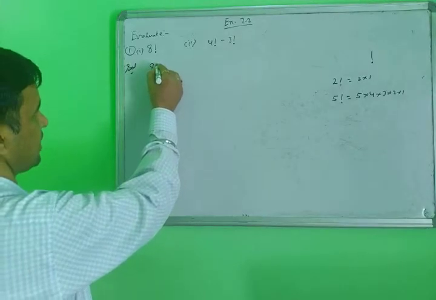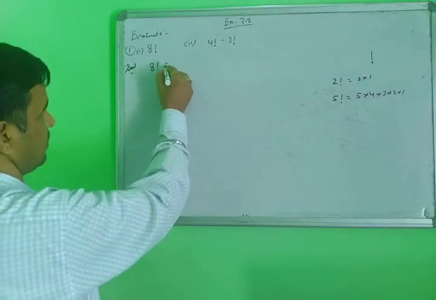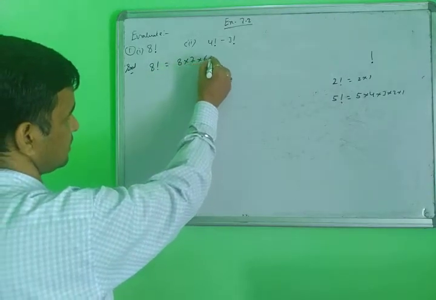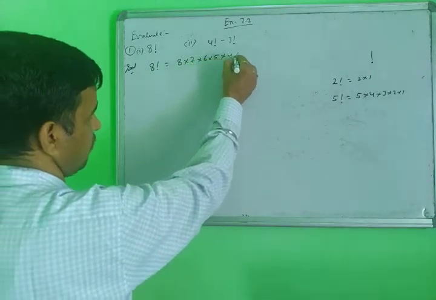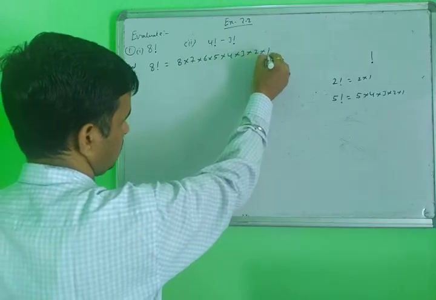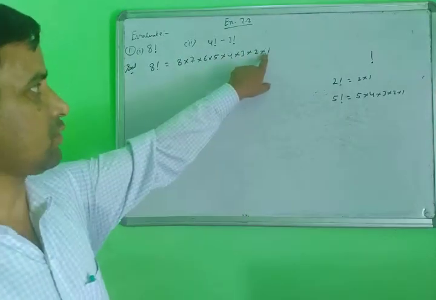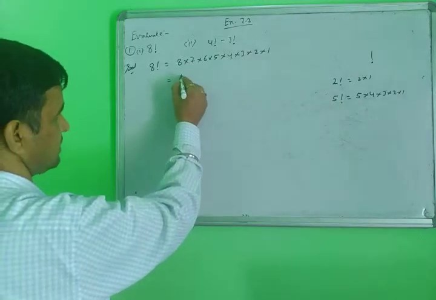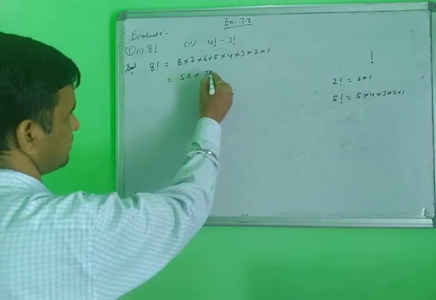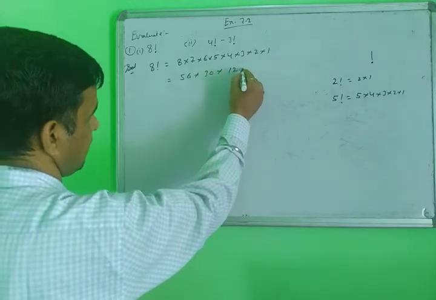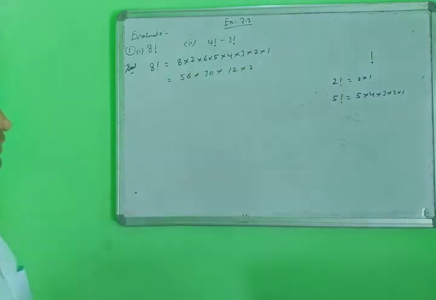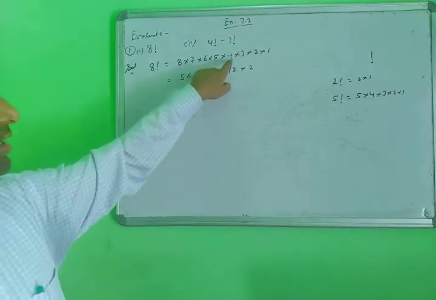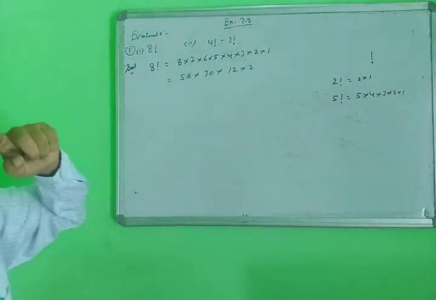Here the first question is factorial 8. What is the solution of factorial 8? 8 into 7 into 6 into 5 into 4 into 3 into 2 into 1. So this is the value of the factorial. So first of all, 8 times 7 is 56, 6 times 5 is 30, 4 times 3 is 12, and 2 times 1 is 2.